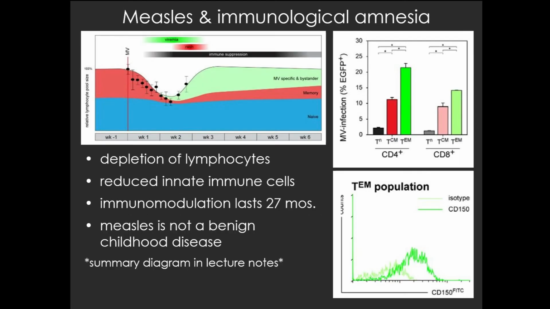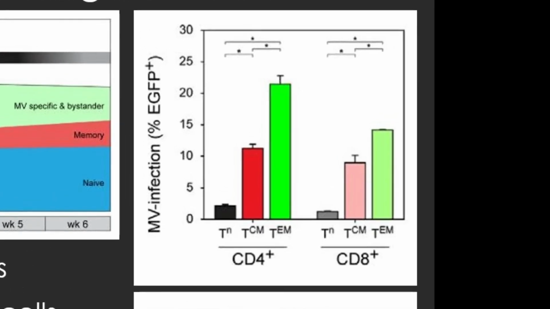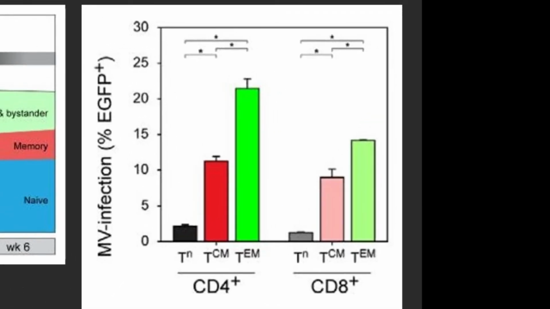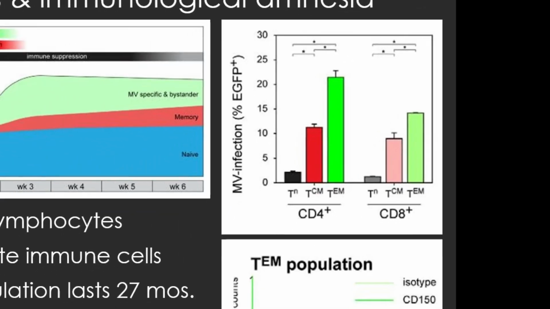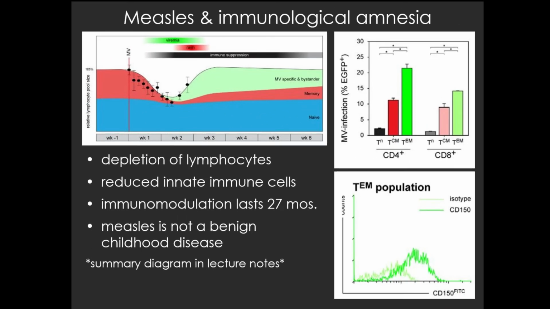Long-term measles-induced immunological amnesia results initially because the number of lymphocytes are drastically reduced as measles affects those cells, infects those cells, and kills those cells. But it also reduces the number of innate immune cells, and it preferentially attacks the central memory and effector memory cells for both helper T cells and cytotoxic T cells. And it's thought that that immunomodulation, the loss of immunological memory, lasts about 27 months.